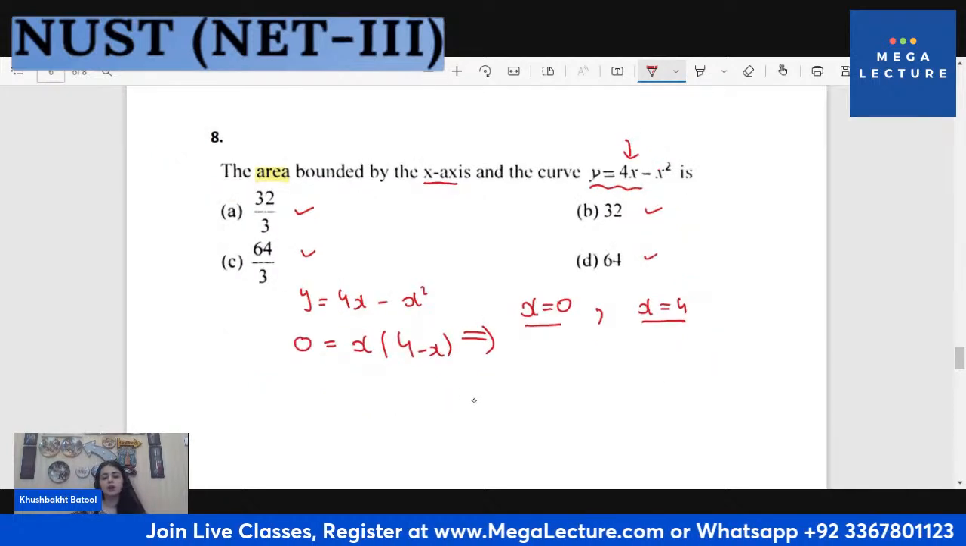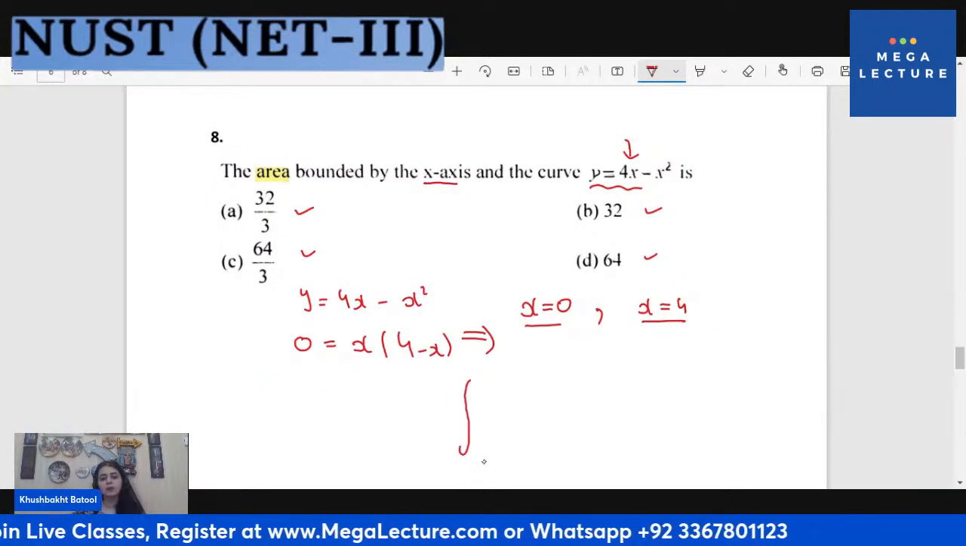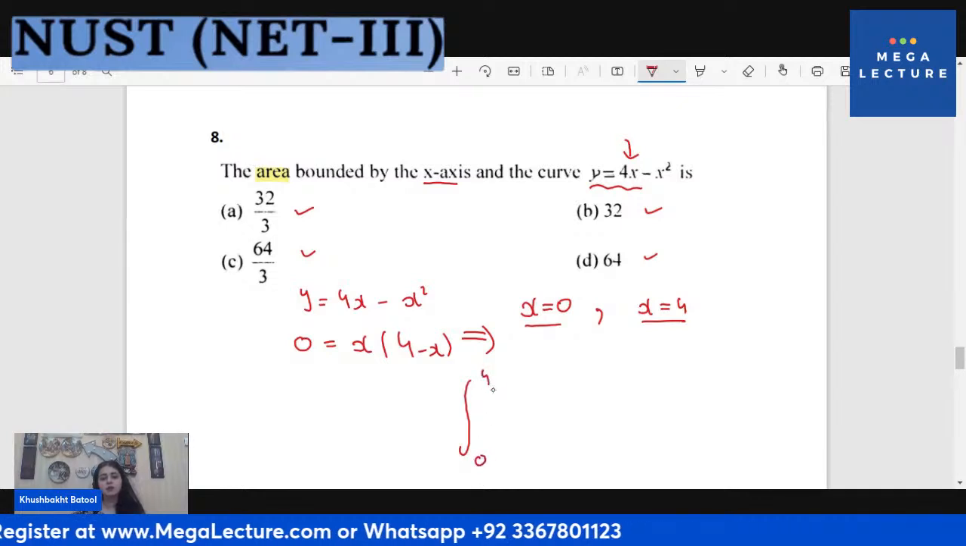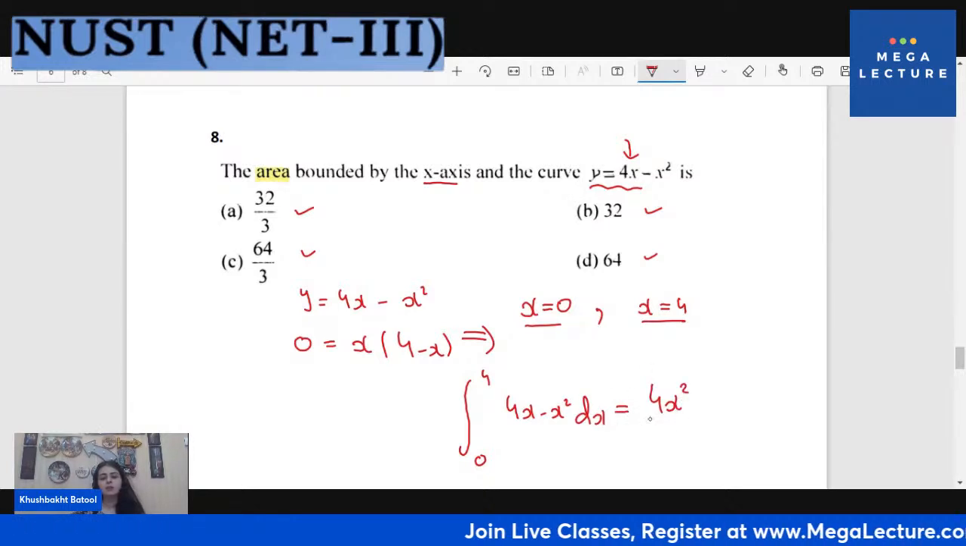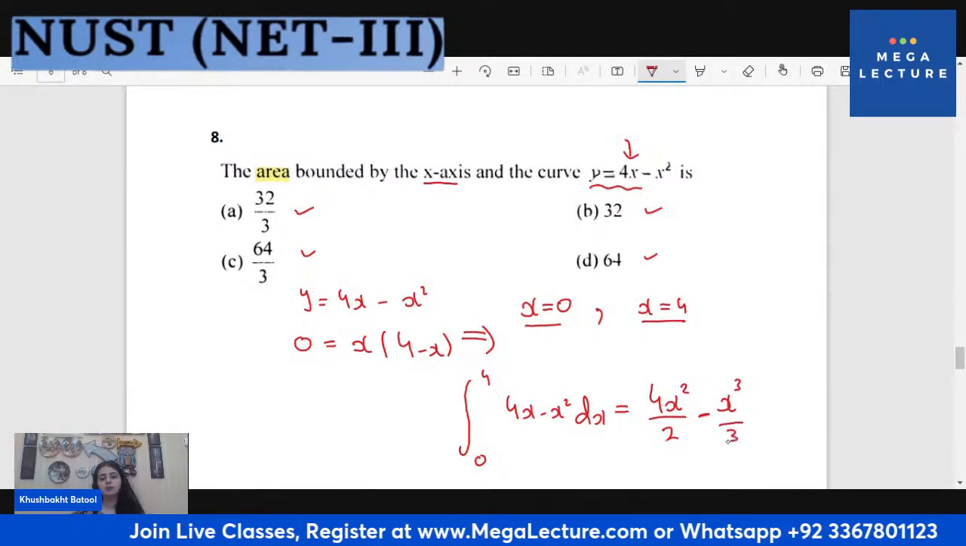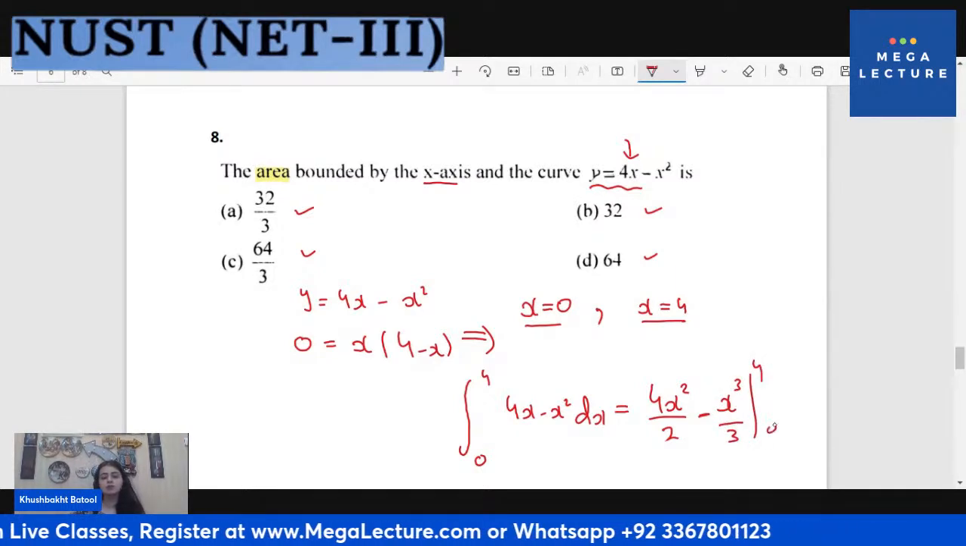This is what I have. I'm going to integrate it from 0 to 4. The curve would be 4x minus x squared with respect to dx. It is going to give me 4x squared by 2 minus x cubed by 3, from 4 to 0.